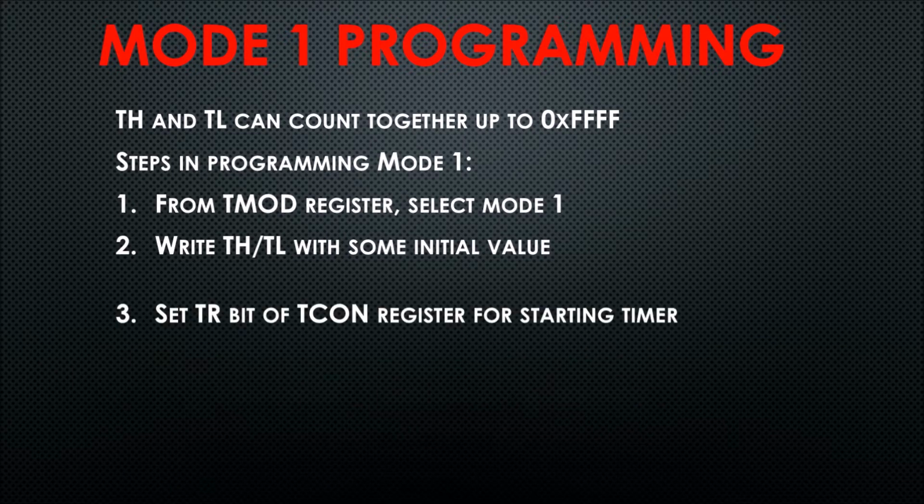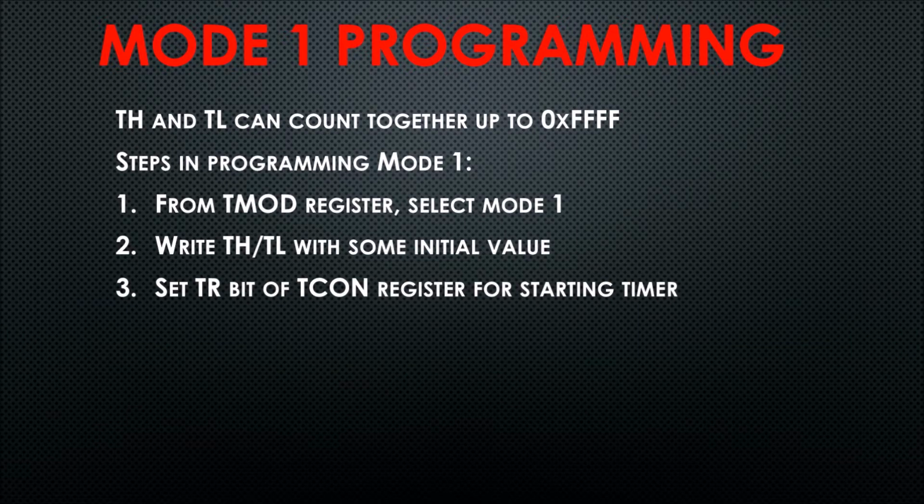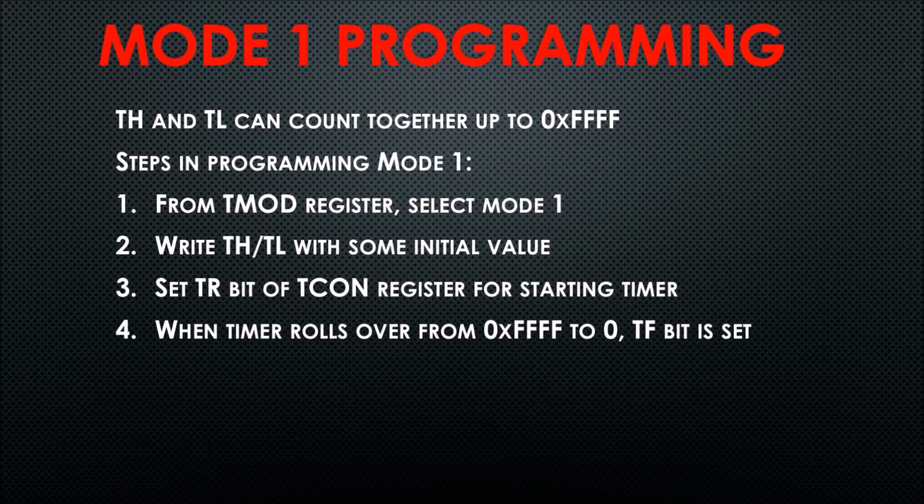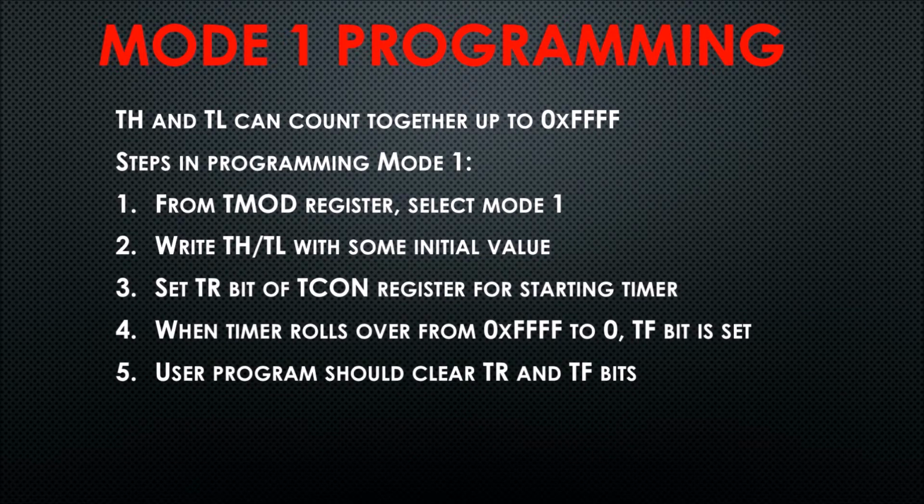Now set TR bit of TCON register for starting timer. When timer starts, it will count from initially loaded value to maximum limit. After that, it will roll over and TF bit will be set. User program should clear this flag bit. Now if we need to restart timer from initial value, timer should be stopped by clearing TR bit and we go back to step 2.